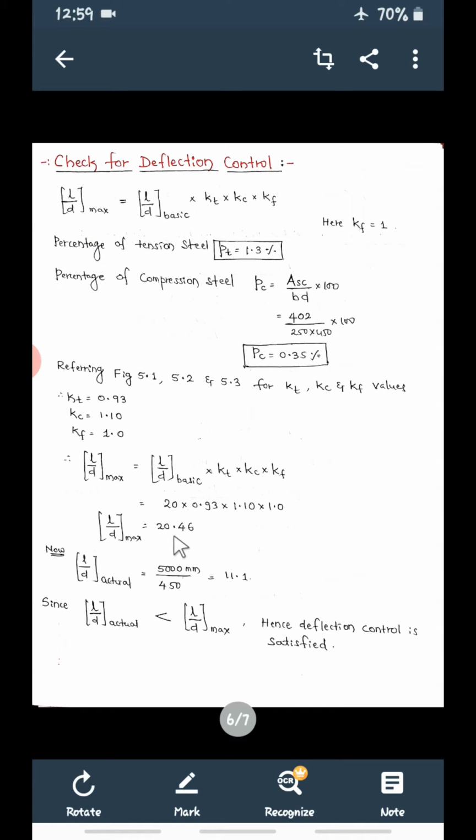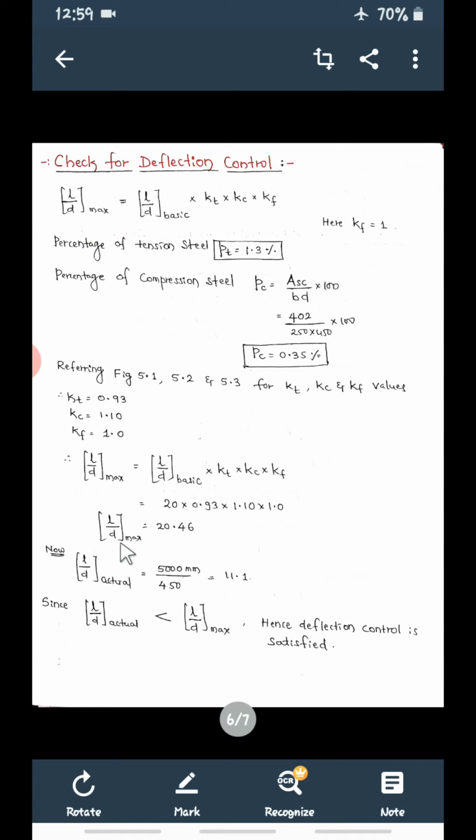Maximum 20.46 is allowed. But how much is it actually coming? L by D actual: how much L are we providing? 5000 mm effective span divided by how much depth you are providing? 450. So this L by D actual is 11.1. Remember, if this L by D actual is less than L by D maximum, then deflection is within the control.